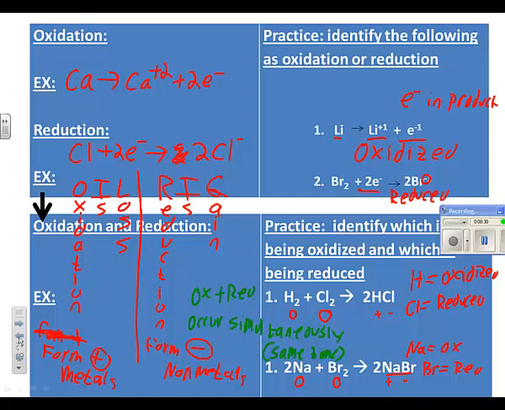The ones we did up top, those were half reactions. We normally don't do those by themselves, but you will see them on tests and quizzes and assignments because that's what's actually happening down the bottom ones. But the bottom ones are the main ones that you need to be able to recognize.